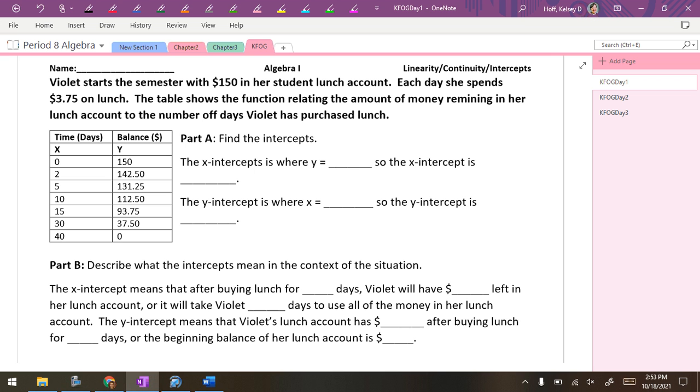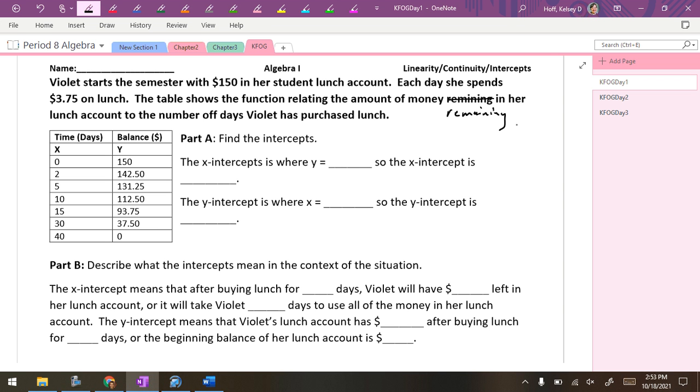All right. Violet starts this semester with $150 in her student lunch account. Each day she spends $3.75 on lunch. The table shows the function relating the amount of money remaining in her lunch account to the number of days Violet has purchased lunch. Wow, the typos in here are atrocious. Just an FYI, I read through this thinking I caught all the mistakes. So they give me the table. Find the intercepts. How do I do that without a graph?